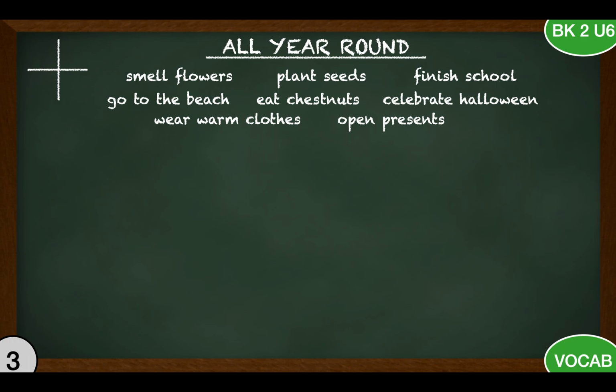So, as I mentioned before, we've got the verbs on the board, and boom, we're going to throw up the vocabulary. Then we're going to underline smell, plant, finish. What are chestnuts? Maybe not all kids know what chestnuts are. They need to know what celebrate is, that you can celebrate Halloween, you can celebrate a birthday, you can celebrate anything. And then open presents.